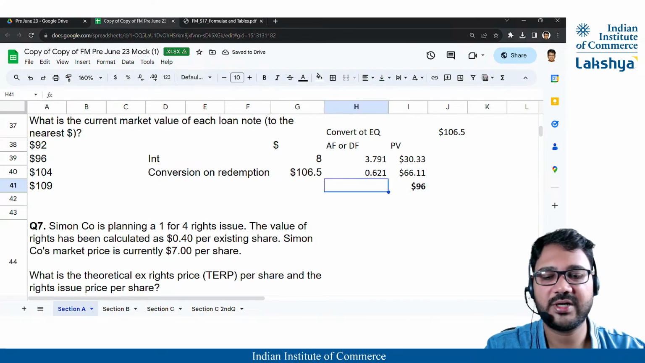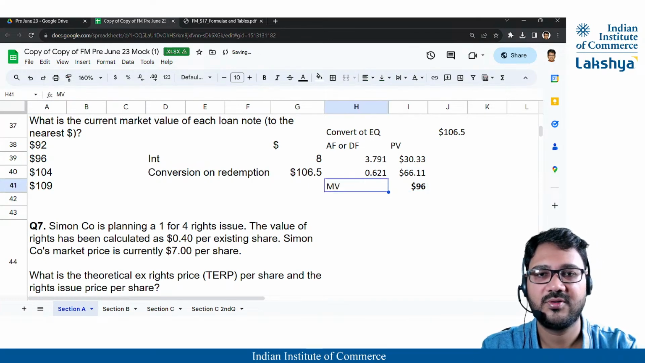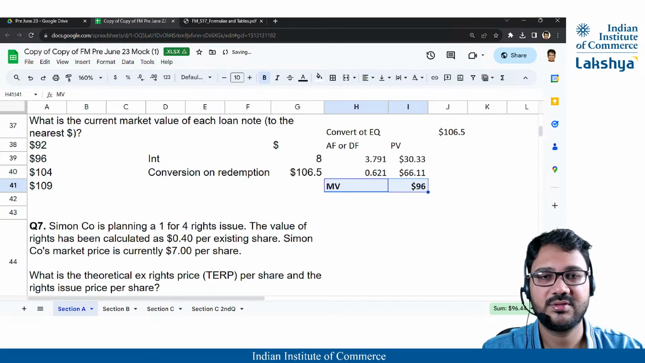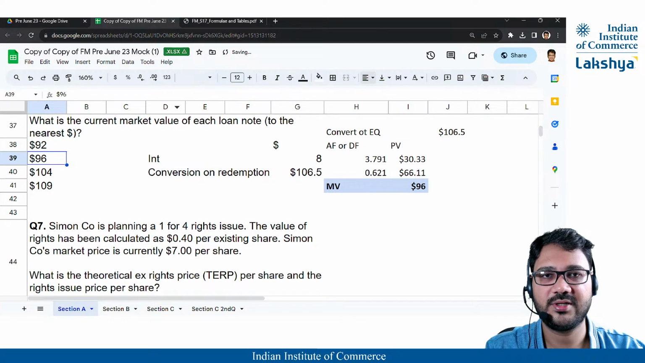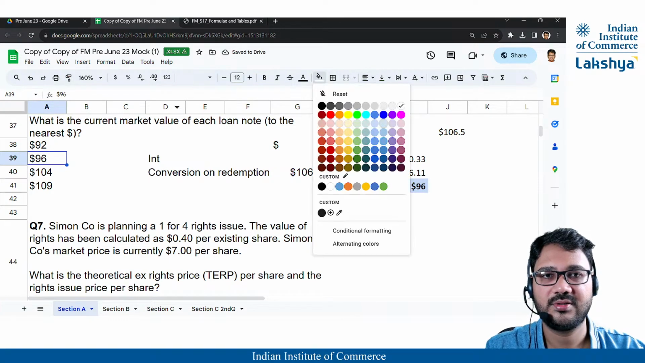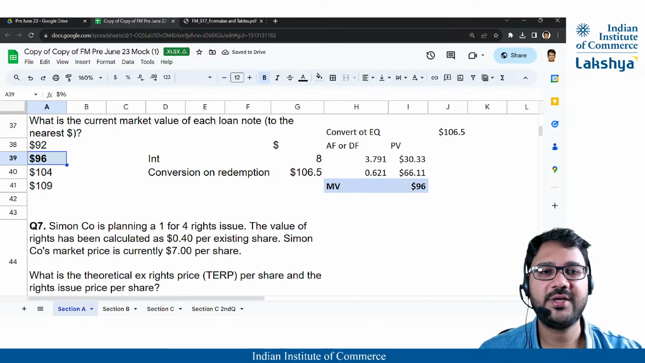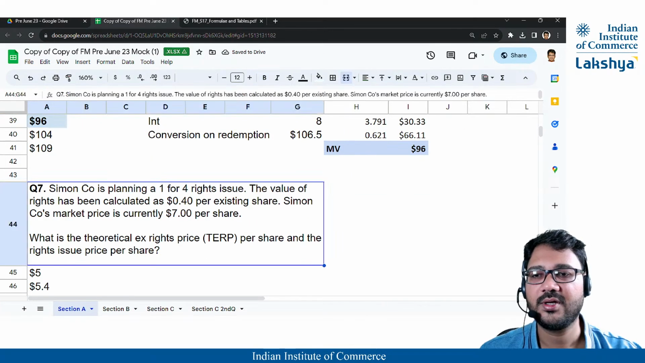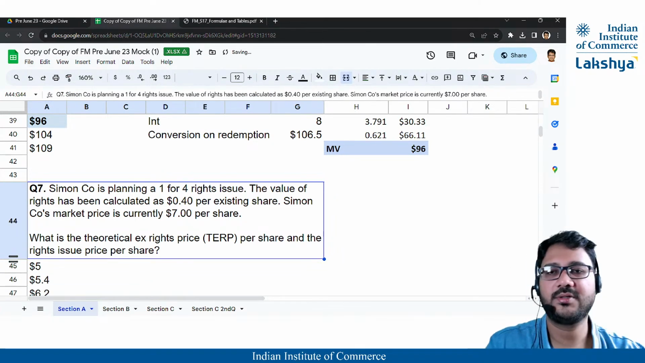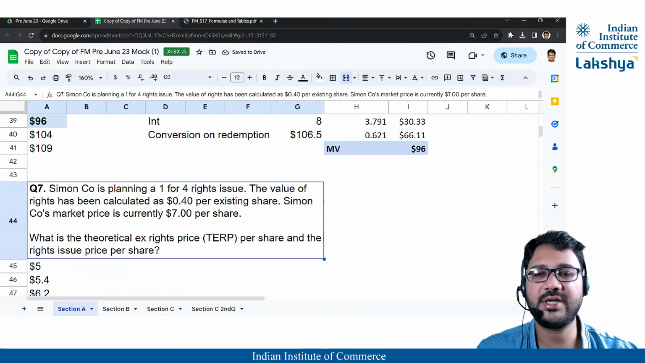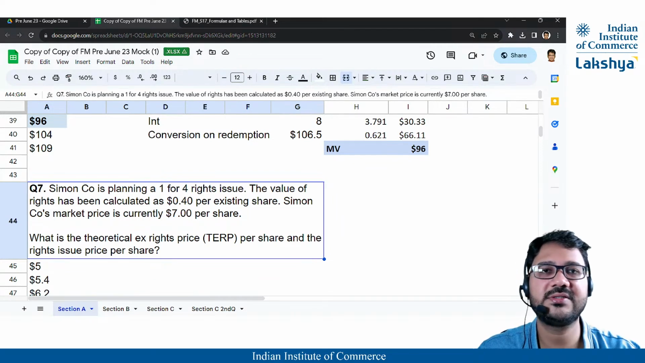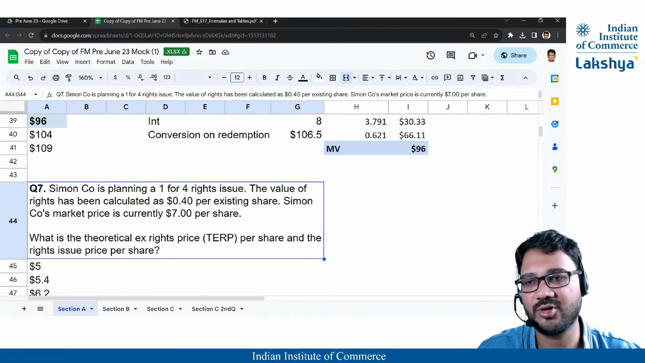Okay, so market value will be this $96. So I can mark this over here, $96. Okay, clear? See, ideally, you must pause the video when I read the question and try to answer it yourself and then check whether you're getting it right or not.